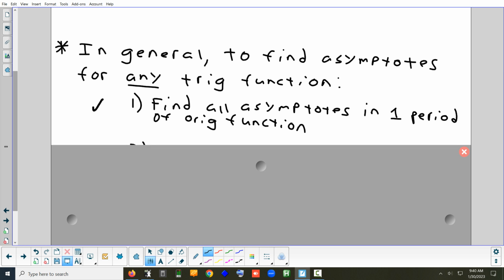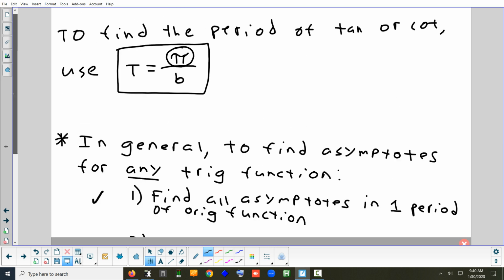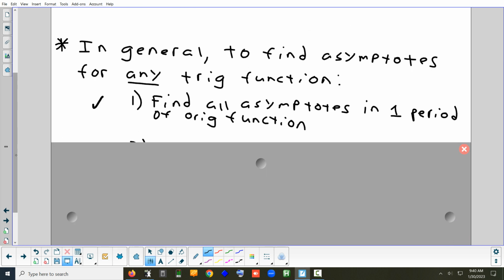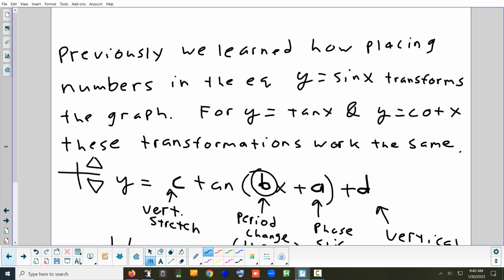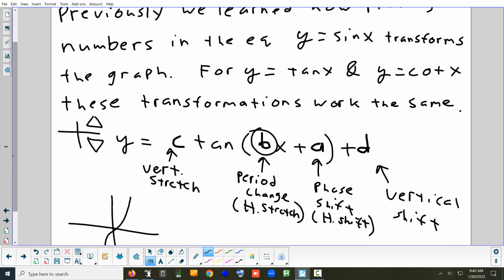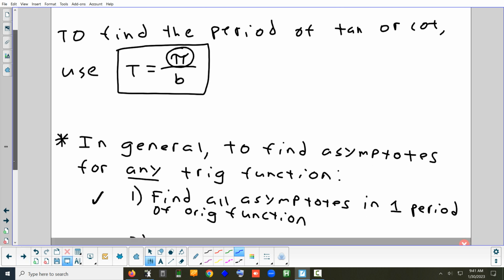Now, what ends up changing the period is when you do something horizontal to it. Either stretch or shift. That's what can mess up your asymptotes. That's the horizontal stuff. Vertical stuff doesn't do anything to asymptotes. Shifting up and down or stretching. Okay, don't worry about that. Just what's inside the parentheses.